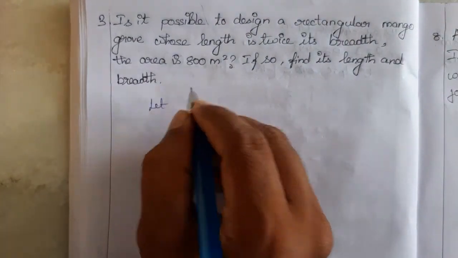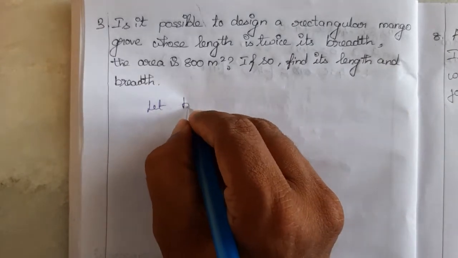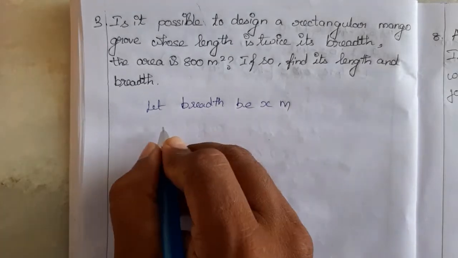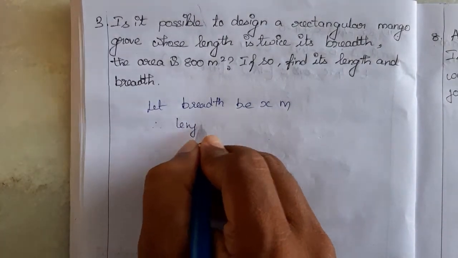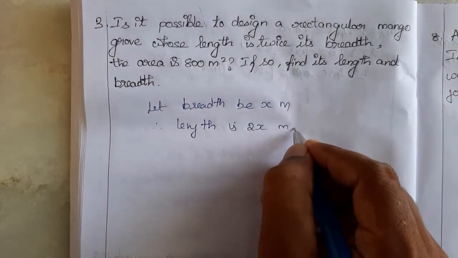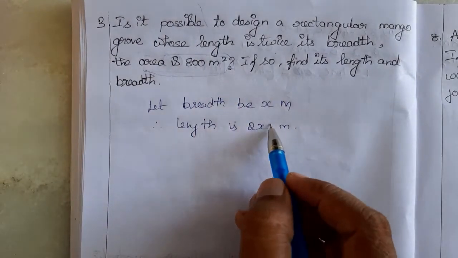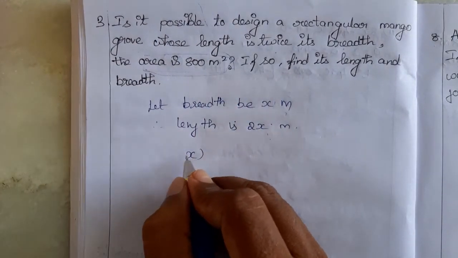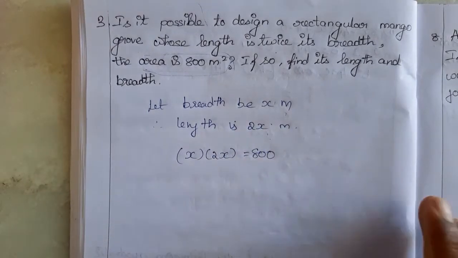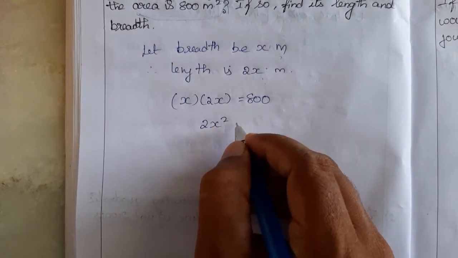So let us consider the breadth to be x. So length will be 2x. Let breadth be x meter. Therefore length is 2x meter, and they say the area is 800 meters square. So area is nothing but length into breadth. So x into 2x is equal to 800. So this we can write as 2x square is equal to 800.